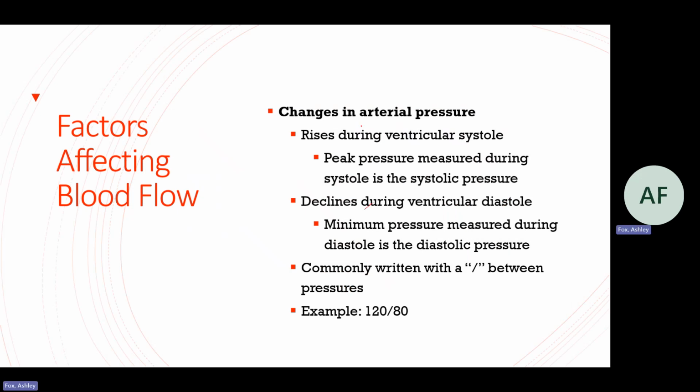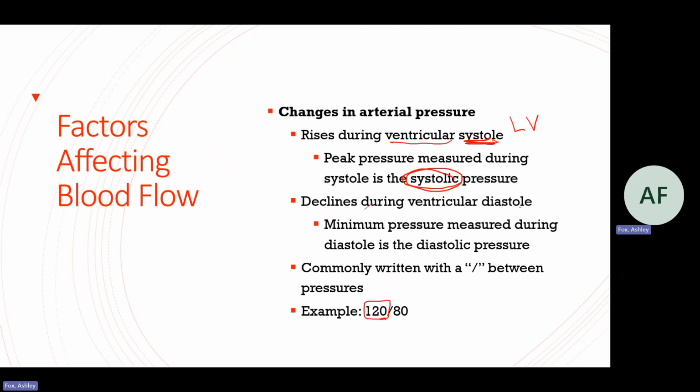So again, arterial pressure is going to be the highest during ventricular systole, meaning when the ventricles are contracting, especially the left ventricle. Peak pressure is during systole, and what we call systolic pressure. So when you're looking at blood pressure, systolic pressure is going to be your top number. Systolic pressure is your peak pressure when your left ventricle is contracting and pushing blood. So oftentimes that's the 120.